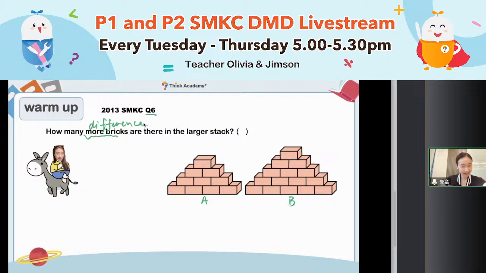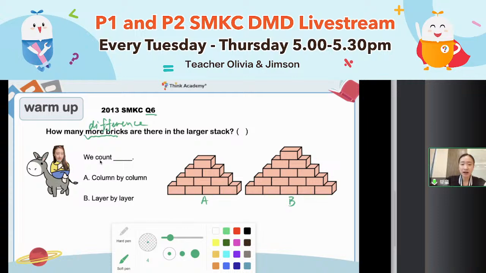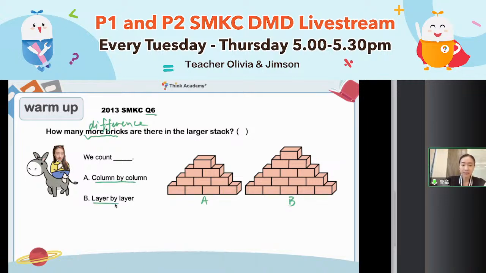Wow, that's so quick. Okay, so is the answer 5? If I want to know the difference between the 2 piles of bricks, I need to count how many bricks are in pile A and how many are in pile B, one by one. If I want to count in a fast way, I count them column by column, or layer by layer.